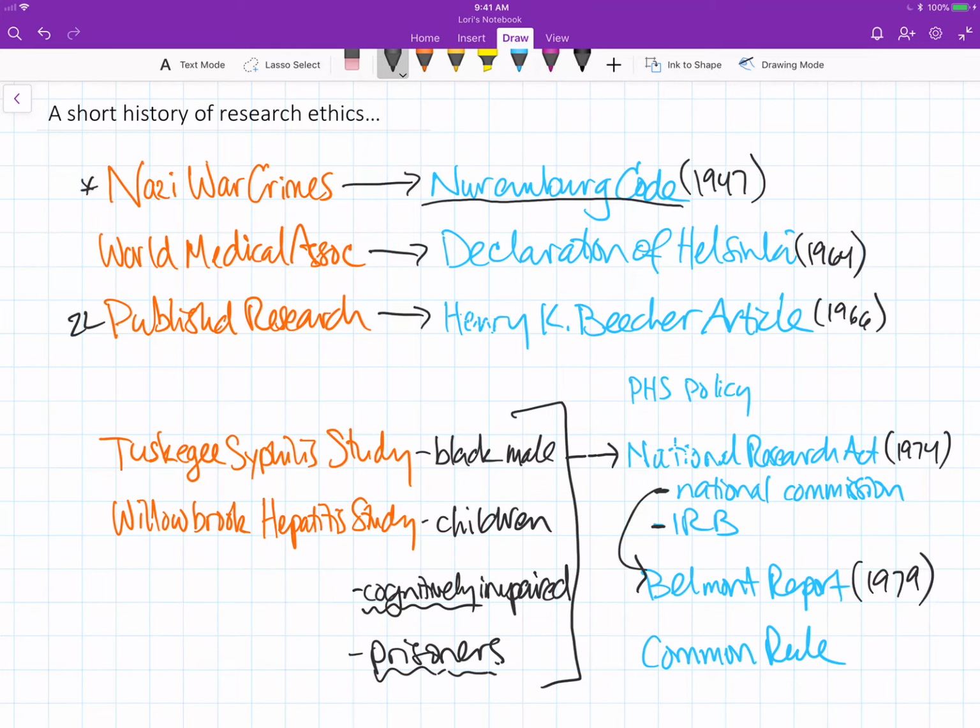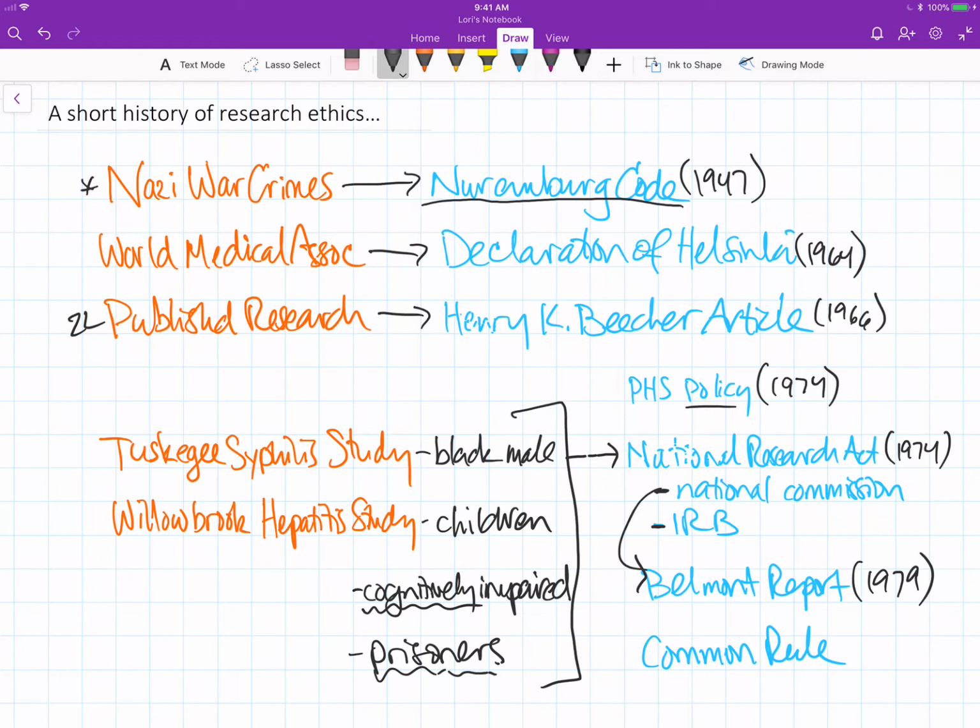At the same time, the Public Health Service modified its policy, so also in 1974, in anticipation of the National Research Act. The policy gained regulatory status, and so the Public Health Service policy was one of the main driving forces of a lot of the changes that were happening during that time.